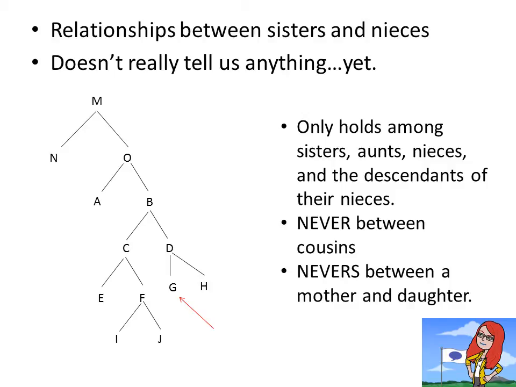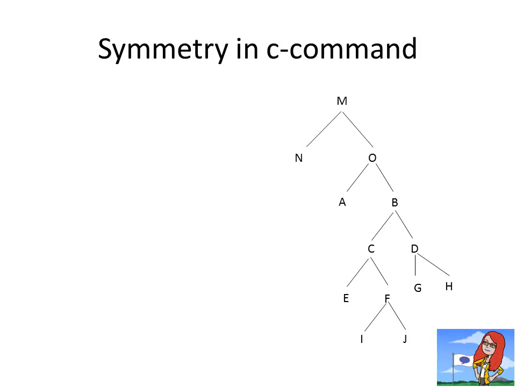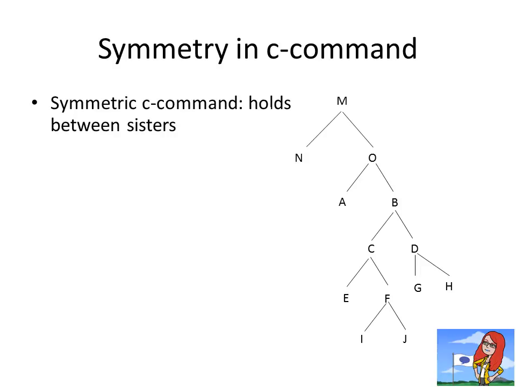C command also never holds among mothers and daughters. Remember, that's called domination. C command has two different symmetries. Symmetric C command holds between sisters. So in this example tree, A and B are sisters, and A C commands B, while B also C commands A. The same can be said for the other sisters, C and D, and E and F.